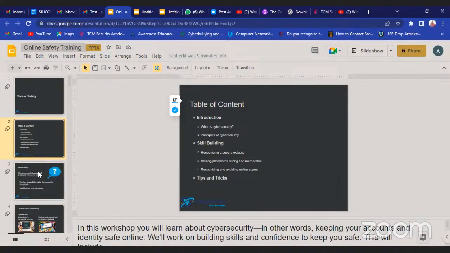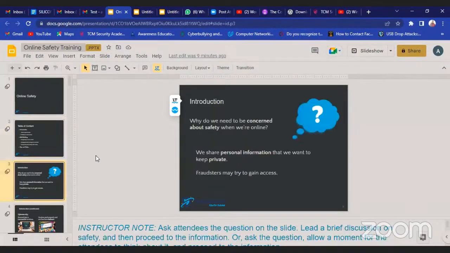Then, why do we need to be concerned about online safety? Because we share personal information that we want to keep private. Earlier on, Vida told you that there are some people who want personal information, aside from money.